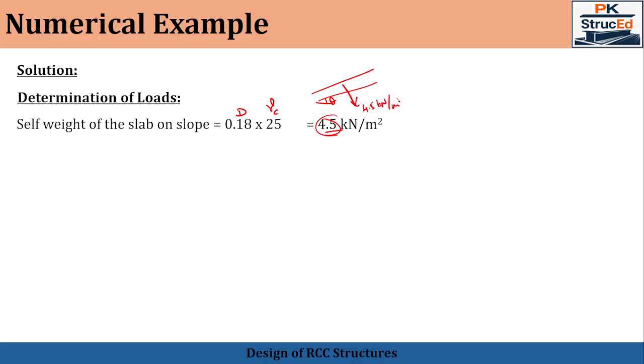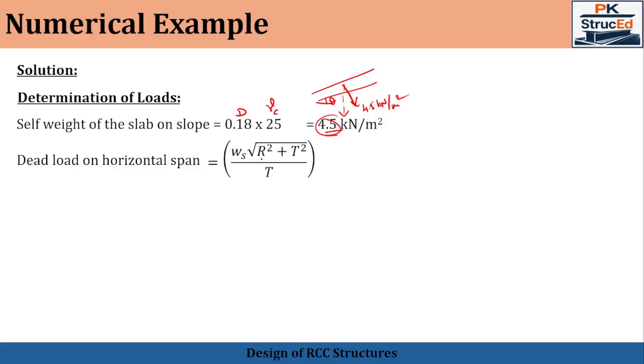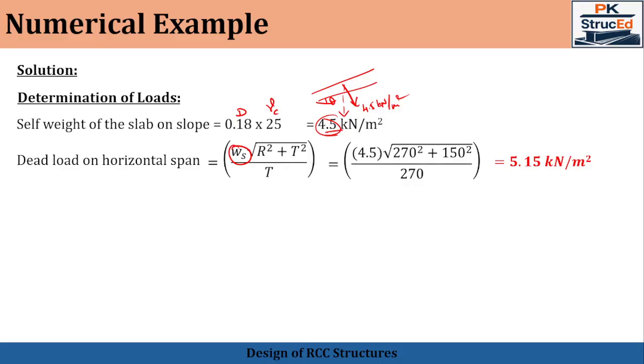Whatever value is calculated, which acts perpendicular to the axis of the slab, that is 4.5 kilonewton per meter square, has to be converted to a vertical load, for which we use the relationship Ws into root over R square plus T square divided by T, in which Ws represents the load calculated perpendicular to the axis of the slab, that is 4.5. R and T represent the riser and the tread of the steps respectively, which are given as 150 mm and 270 mm. So substituting all the values, we get the load on the horizontal span in the vertical direction as 5.15 kilonewton per meter square.